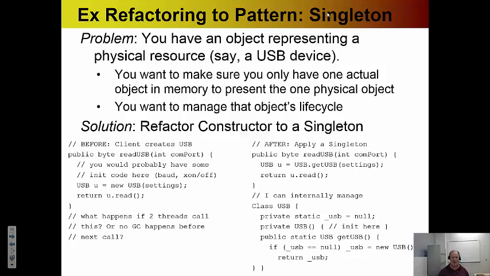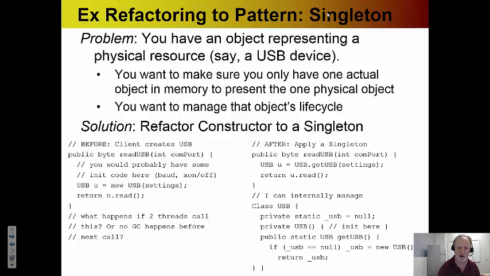There can be some USBs that are shared across multiple programs, but in this case, we want to have one software object representing the one physical object in the real world. How do you do that? How do you actually control how many objects are created? We can apply the singleton pattern.